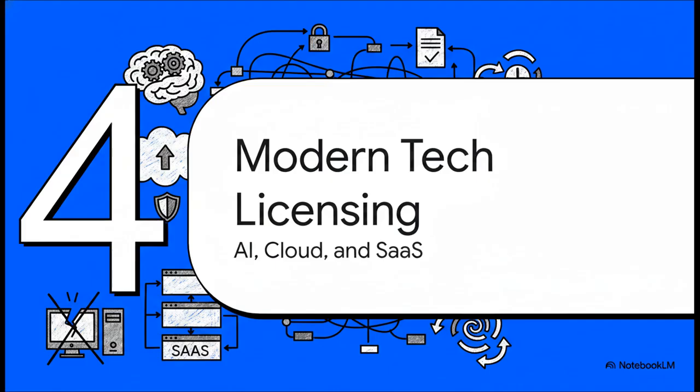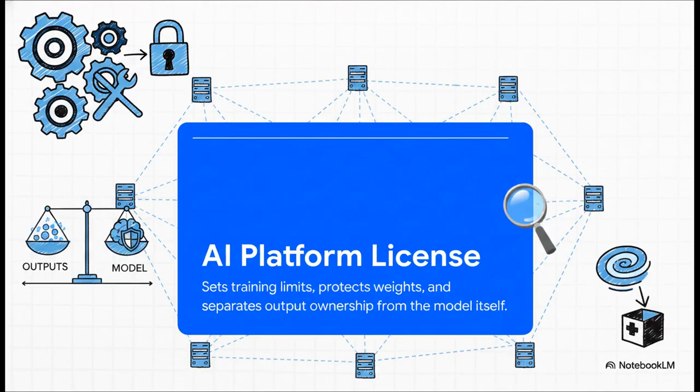Let's look at how things are evolving in Section 4. Modern tech licensing challenges, AI, cloud, and SaaS. And this brilliantly illustrates how specific we have to be today. With generative AI, you need entirely new clauses. You absolutely must prohibit users from extracting your model weights to build a competing system. You also have to cleanly separate ownership here. The licensee owns the generated image or text output, but you fiercely retain total ownership of the underlying AI model that's doing all the heavy lifting.